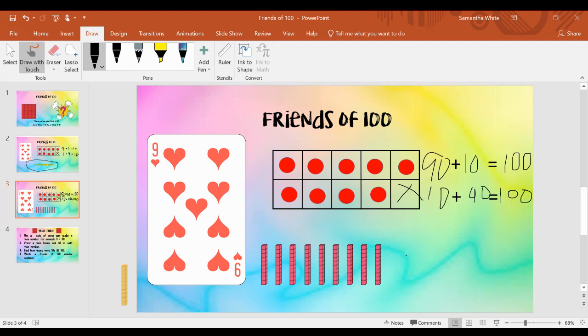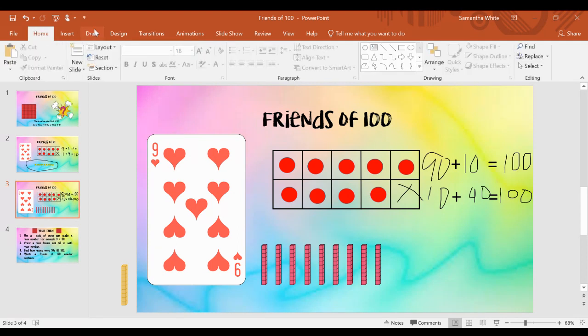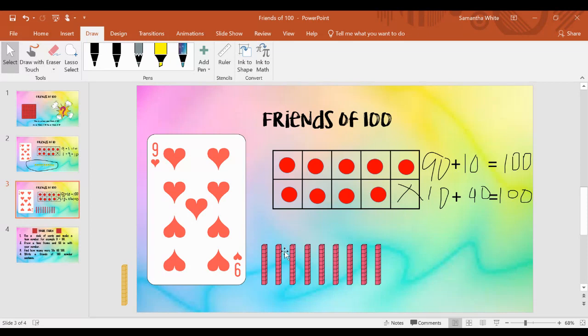I also have 9 tens here. I did that to show you that each one of these is equal to 10, okay? So when we're counting on our tens frame, we know that we're counting by tens when we're looking at friends of 100.